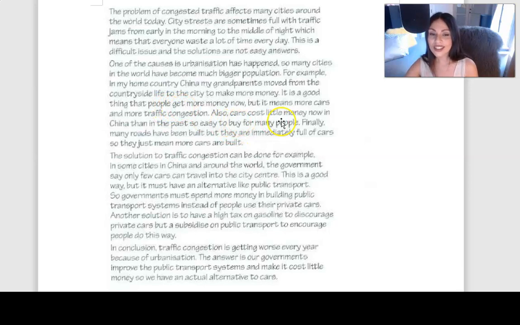"Also, cars cost little money now in China than in the past, so easy to buy for many people." I would restructure this entire sentence because of its structural errors as well as its grammatical errors. So, cars cost considerably less than in the past. Cars are less expensive today.